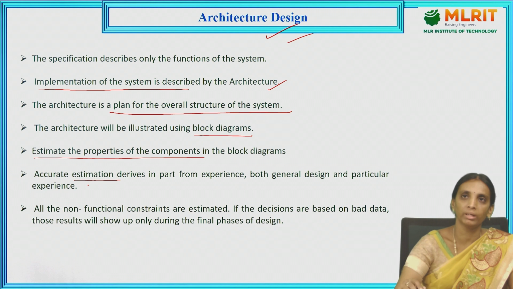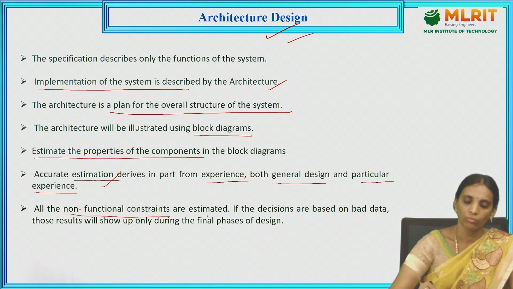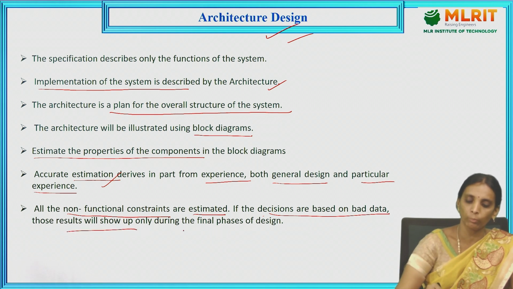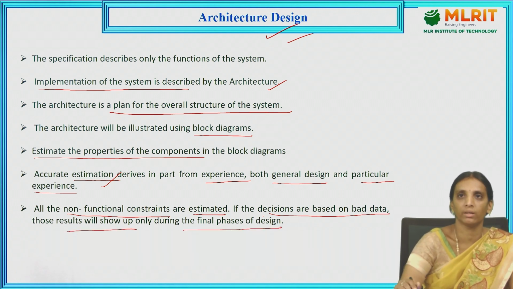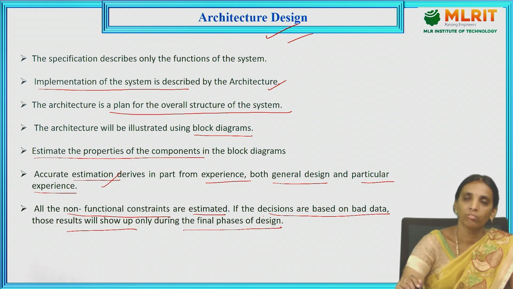For estimation, I mean the number of components used for designing and what are the components used for designing, and from general design experience and particular experience, they can get the accurate estimation. So all the non-functional constraints are estimated. If the decisions are based on bad data, those results will show up only during the final phases of the design. So if the architecture estimates it wrongly, it will affect the final design of the system. So here in the architectural design, the estimation of the architecture is very crucial.